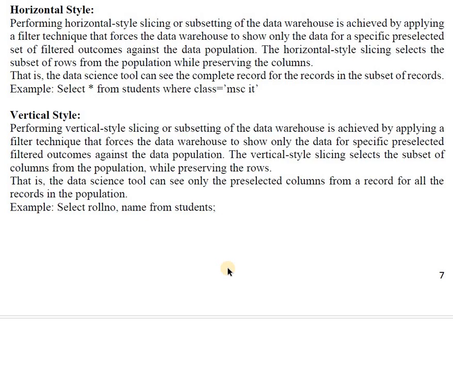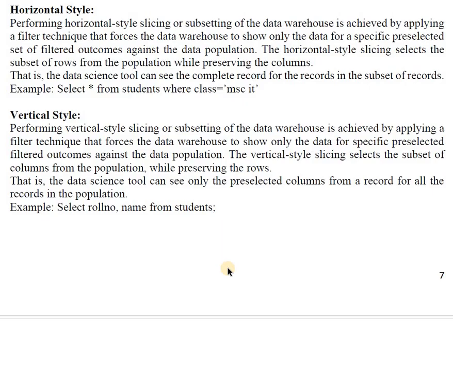So there is a filter, which we can say is a pre-selected set of filters, and we apply them against our data population. Whatever data is there in the data warehouse, you will retrieve only the rows that you need. All the columns of those rows will be there, but only for those rows.